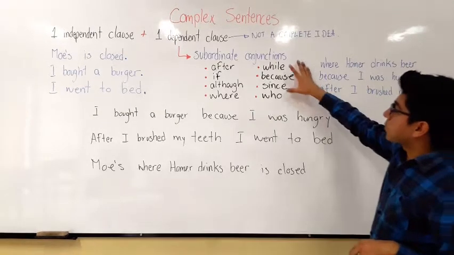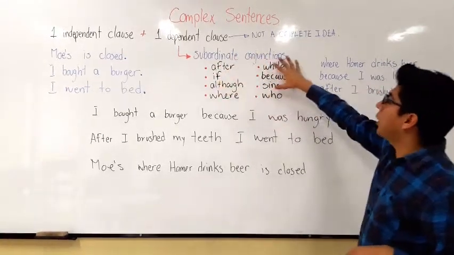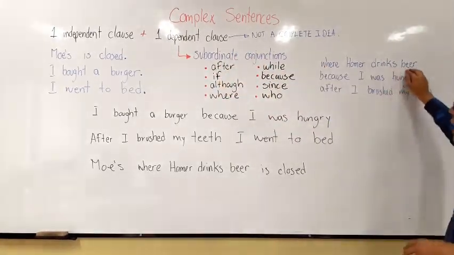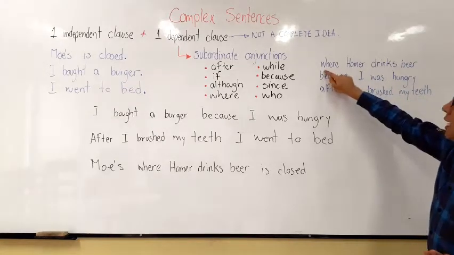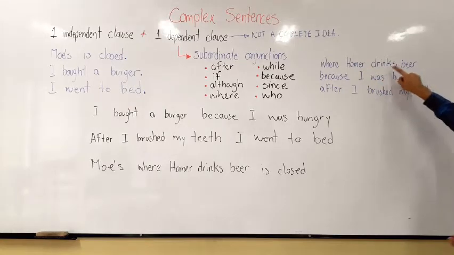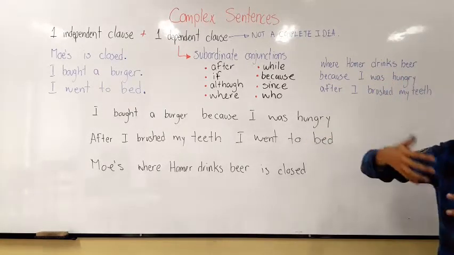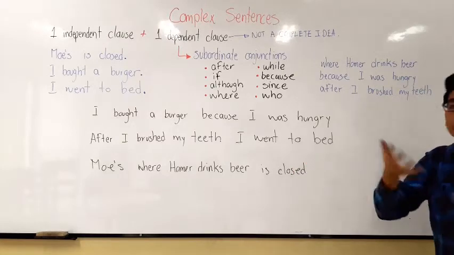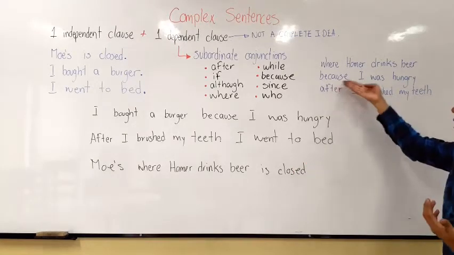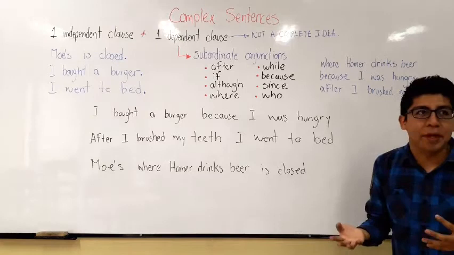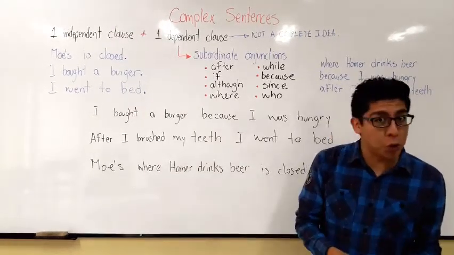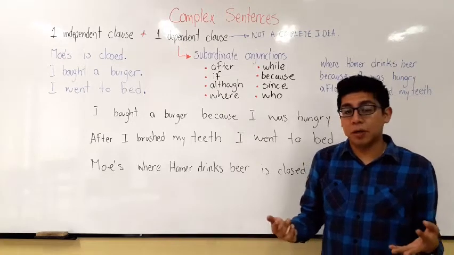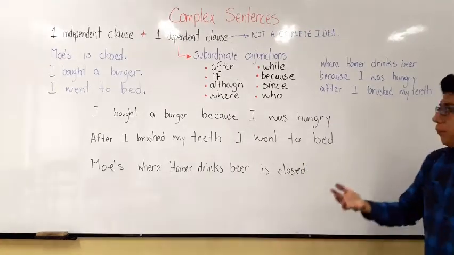Alright? Now, I have my subordinate conjunction, and then I have my elements, right? I have a subject, I have a verb, and so on. So I say, where Homer drinks beer. What? So what happens here? I don't understand the entire message. Or because I was hungry. Yes, because I was hungry. What? What did you do? What happened? Or, so where did you go?